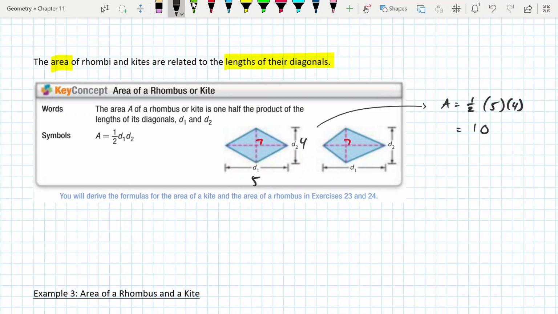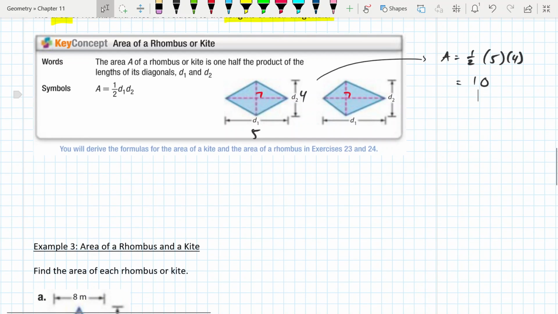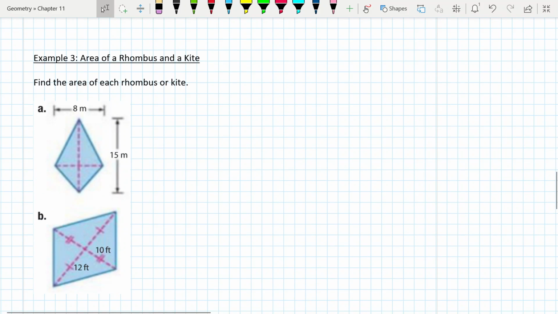So that's all we're going to do. So the only trick for these is going to be finding the correct lengths of the diagonals. You might have to do some geometry or algebra to figure those out. All right.